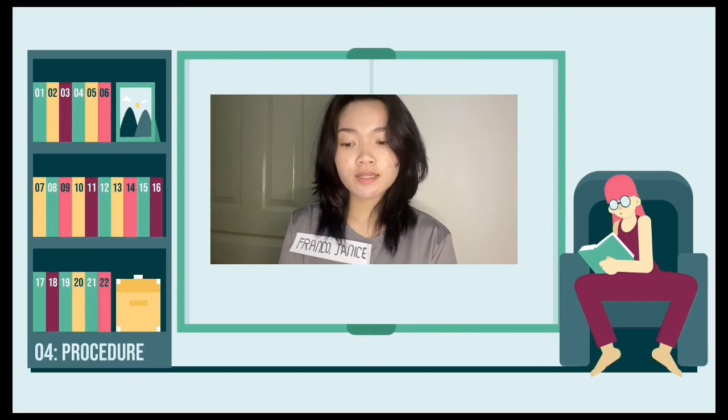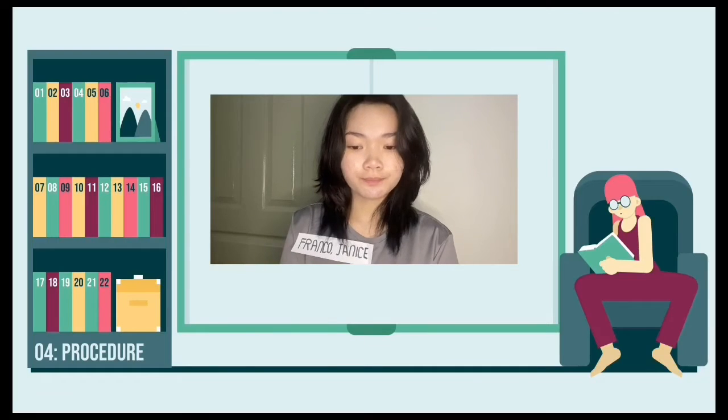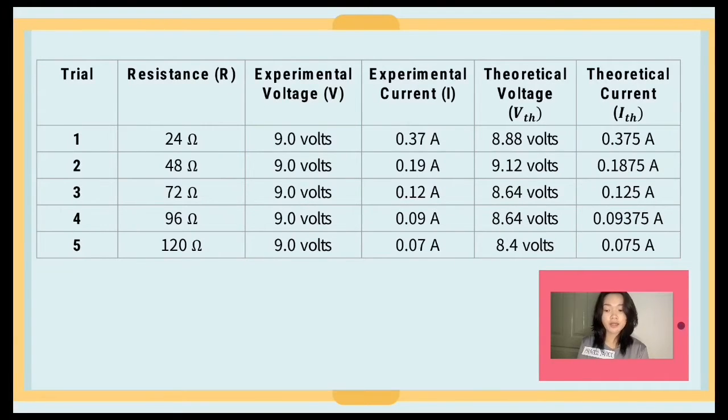Multiply the resistance and experimental current to get the theoretical voltage, then divide the experimental voltage and resistance to get the theoretical current. First trial, resistance is 24 ohm, experimental voltage is 9.0 volts, experimental current is 0.37 ampere, theoretical voltage is 8.88 volts, and the theoretical current is 0.375 ampere.